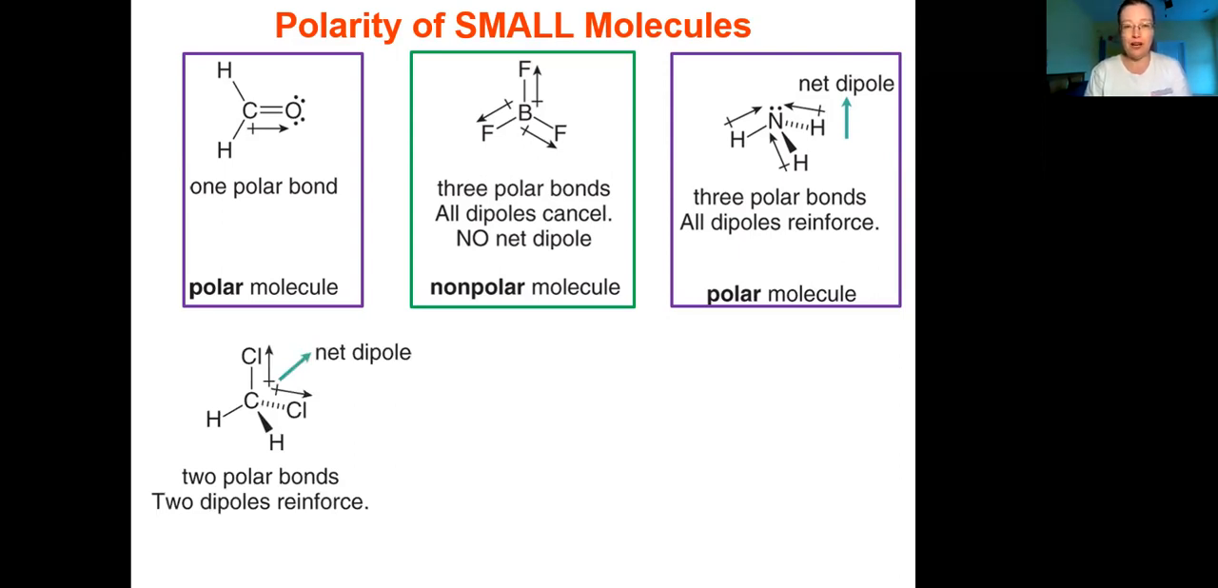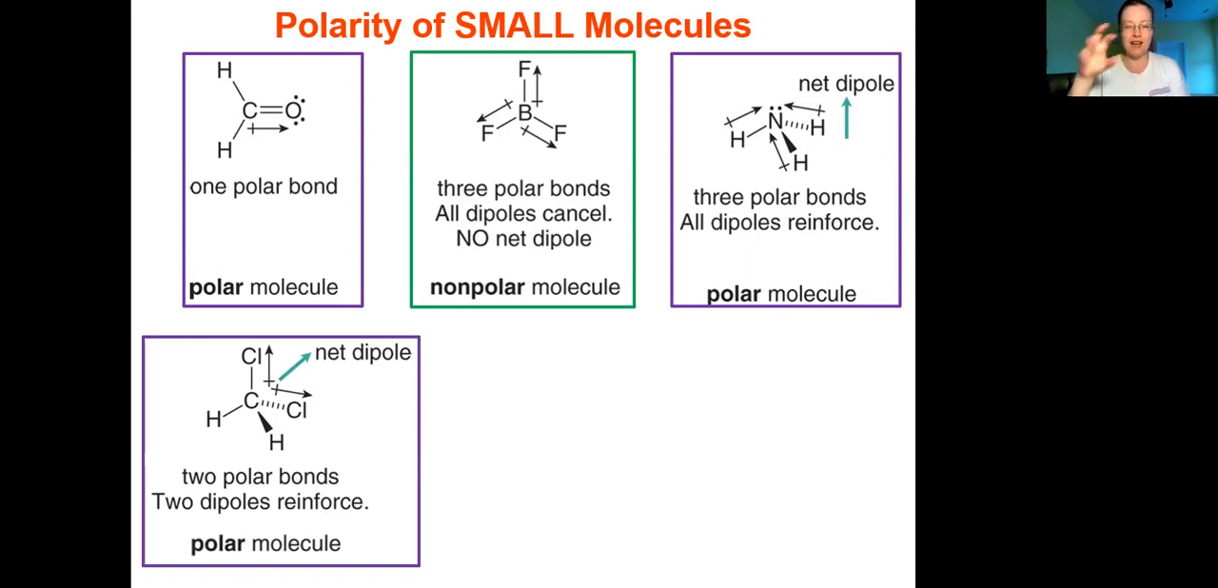Dichloromethane, 2 chlorine atoms, 2 hydrogen atoms. Even though it has carbon at the center with no lone pairs, the outer atoms are not identical. This is going to be a polar molecule. On the side of the molecule where the chlorine atoms are, that's going to be more partially negative. The side where the hydrogen atoms are, that's going to be more partially positive. We have a polar molecule.